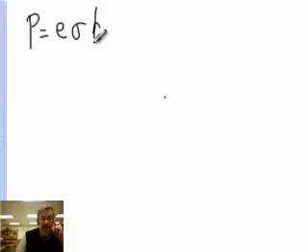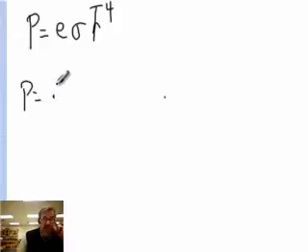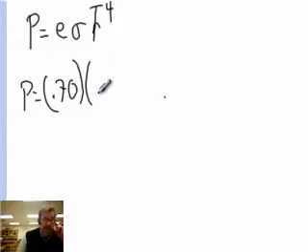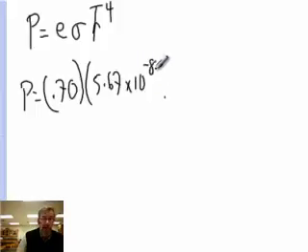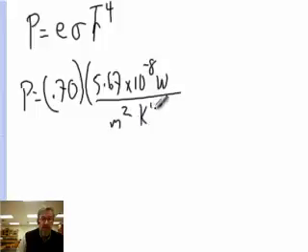Well, let's start out with our equation that quantifies this. Radiative power is going to be equal to the thermal emissivity times the Stefan-Boltzmann constant times the temperature of the radiating surface raised to the 4th power. So let's plug our numbers in here. The emissivity of this person's skin, it says, is 0.70. That's a unitless number, emissivity. And then multiply by the Stefan-Boltzmann constant, 5.67 times 10 to the minus 8th watts per square meter per Kelvin to the 4th. And then we're going to multiply by the temperature raised to the 4th power.